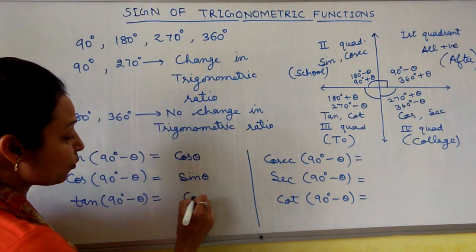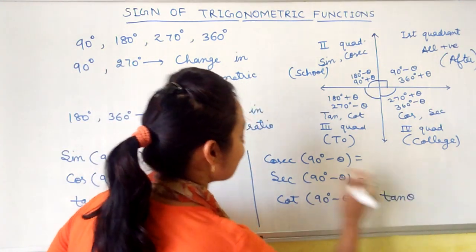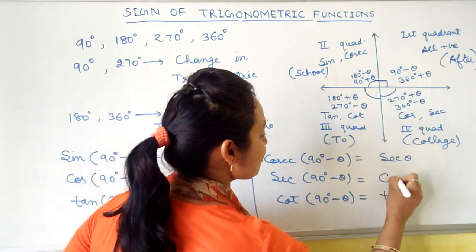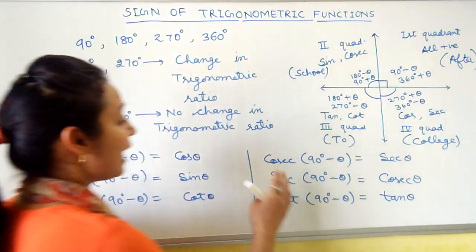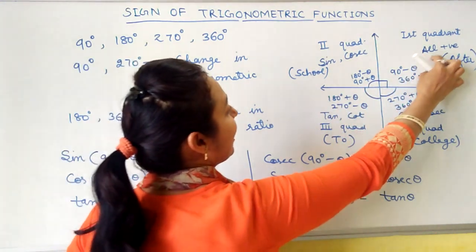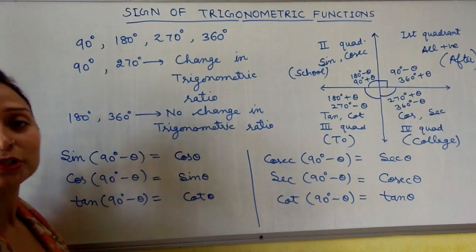Tan is changed into cot and cot is changed into tan, and cosecant is changed into secant and secant is changed into cosecant, and these all are in the first quadrant. That means all are positive. That means all the angles are positive in the first quadrant.